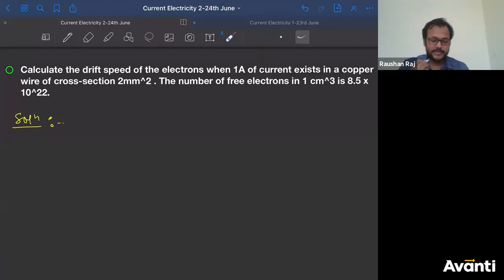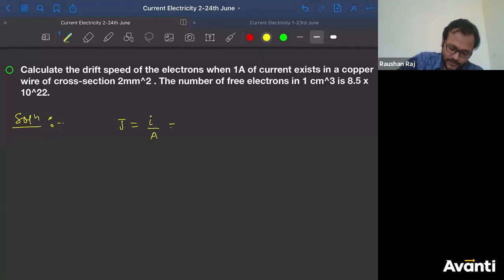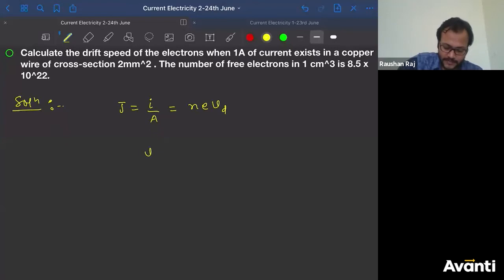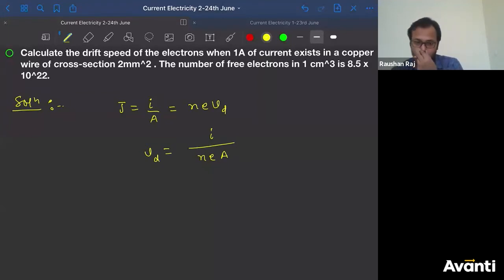So we need to find the drift velocity, right? Current is known to us. Cross-section area is known to us. Small n is known to us. And e, the charge, is also known to us, right? I can write here, J is equal to I divided by A, and this will be equal to n into e into vd. So from here I can say vd will be equal to I divided by n e into A. So just put the value of I, n, e and A.